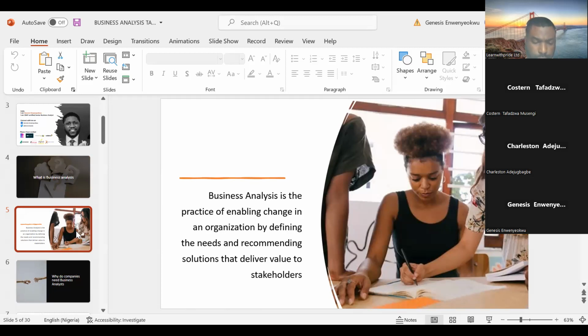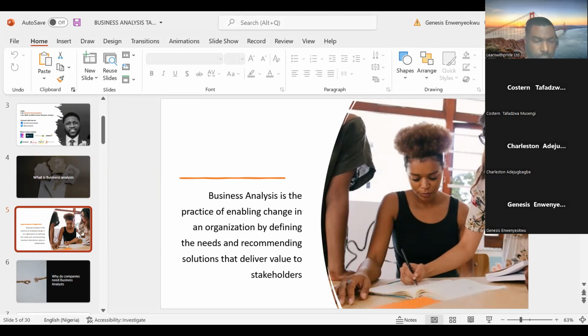It could be an organization, it could be in a team, right? It could be in a company, it could be within an enterprise. So let's say a team, you have a project team, a team you're working with to deliver on the project goals, on the project objective. Your ability to drive change within that team makes you a business analyst.